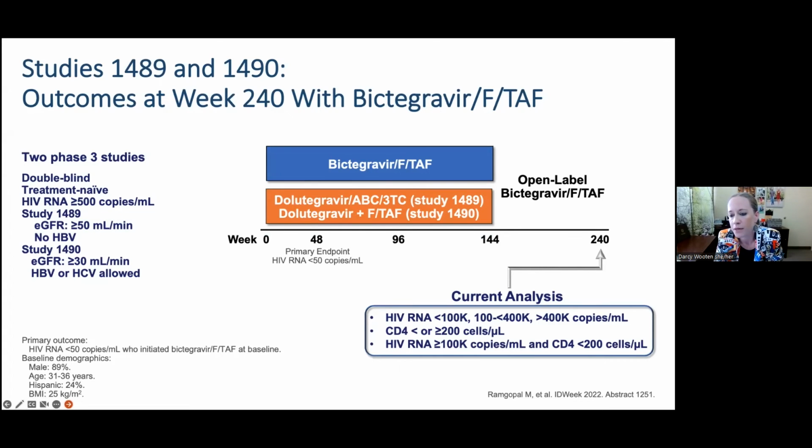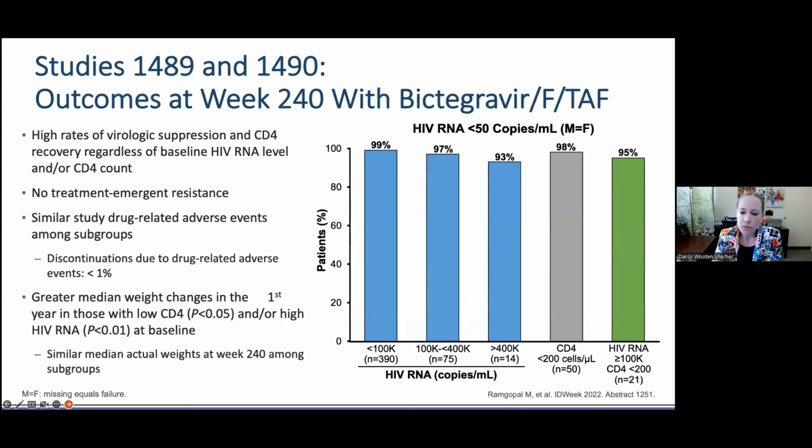The current analysis that I'm going to present is looking at after week 144, when it became open label to bictegravir FTC TAF, looking at outcomes among different subgroups, those with high viral loads and those with low CD4 cell counts. And so that's what we're looking at here in the graph on the right. And what you can see is that in blue, regardless of whether your viral load was less than 100,000 or greater than 400,000, there were still very, very high rates of virologic suppression among patients on this regimen.